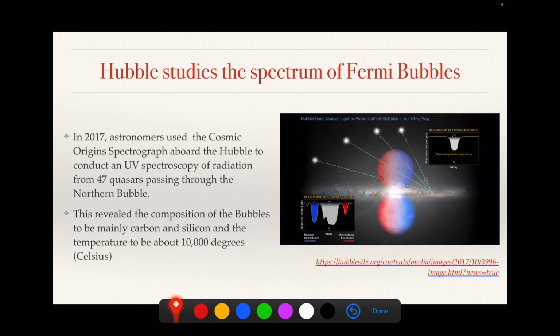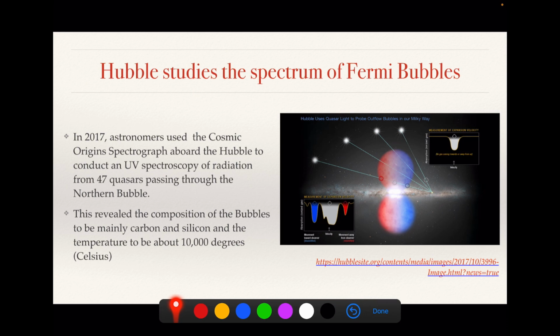Hubble in 2017 studied the spectroscopic data from Fermi bubbles. Astronomers used the Cosmic Origins Spectrograph, or COS, aboard the Hubble to construct UV spectroscopy of radiation from 47 quasars passing through the northern bubble. So the light of the quasars that passed through the bubbles, as you can see in this figure, was observed. So this is the ray that is arriving from these quasars, and here is the sun, and we are making observations of the absorption lines that appear due to the presence of the Fermi bubbles.